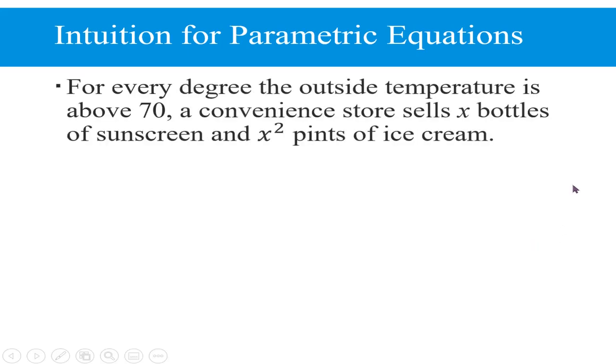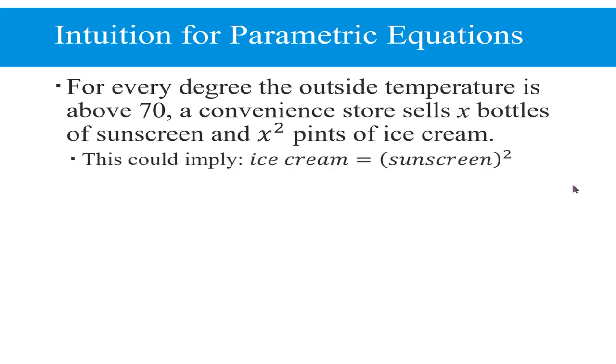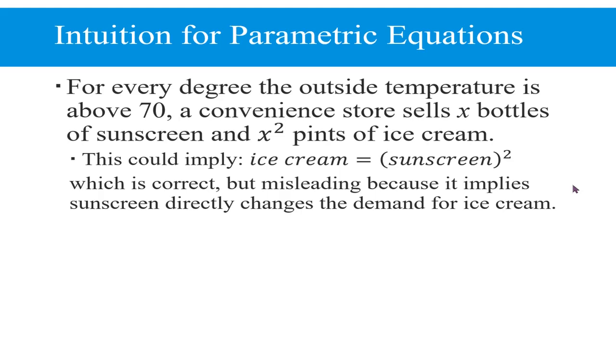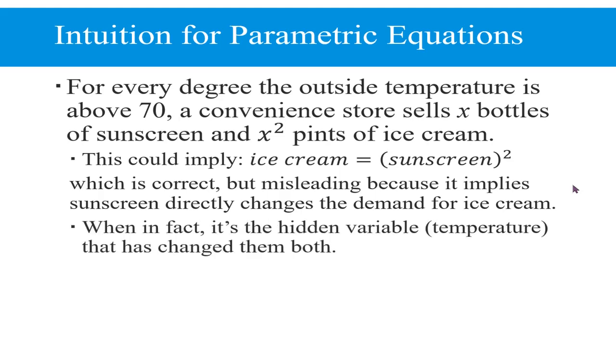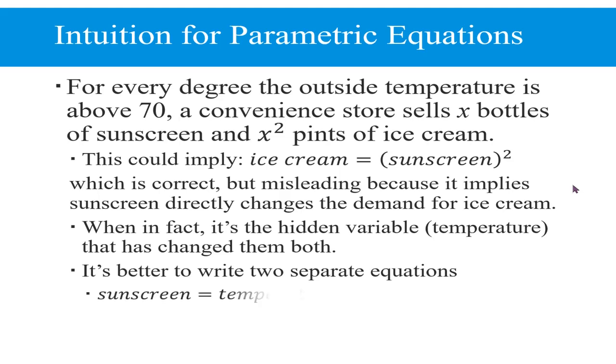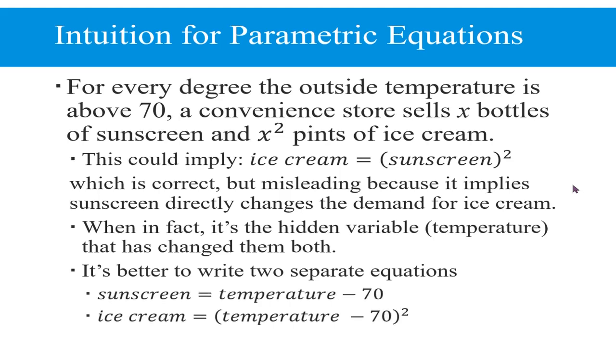Here's some intuition to help you understand parametric equations. Let's say that for every degree the outside temperature is above 70, a convenience store sells x bottles of sunscreen and x squared pints of ice cream. This could imply that ice cream is equal to sunscreen squared, but then it might seem that the demand for sunscreen directly changes the demand for ice cream or vice versa. That's not the case. They're both influenced by the temperature outside. So it's better to write two separate equations: sunscreen is equal to temperature minus 70, and ice cream is equal to temperature minus 70, squared.